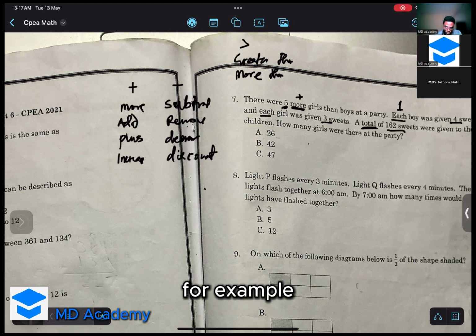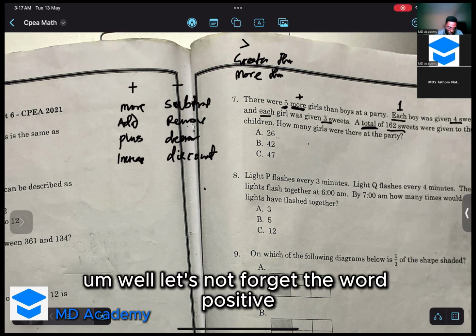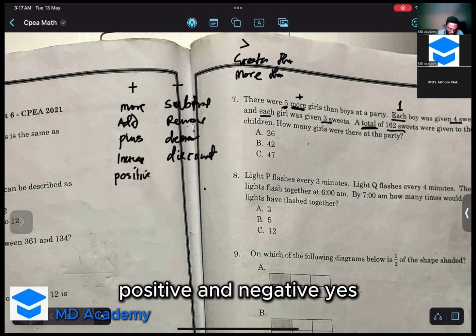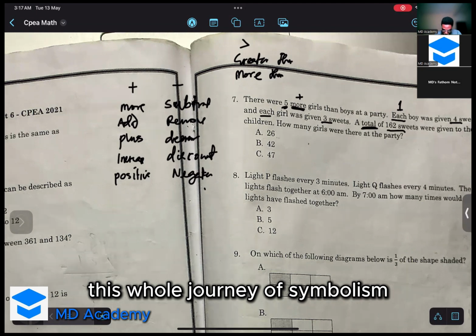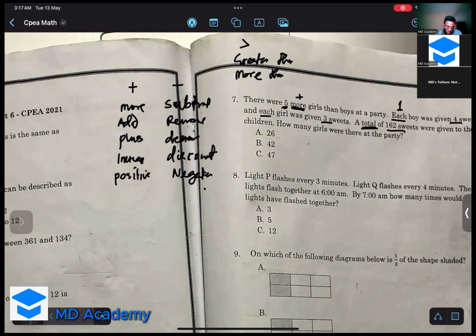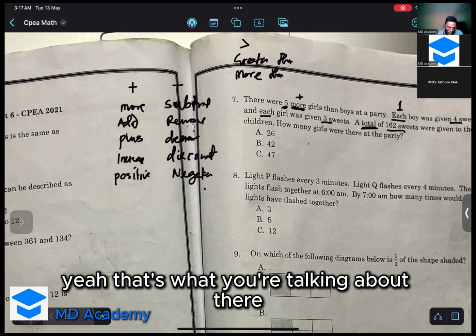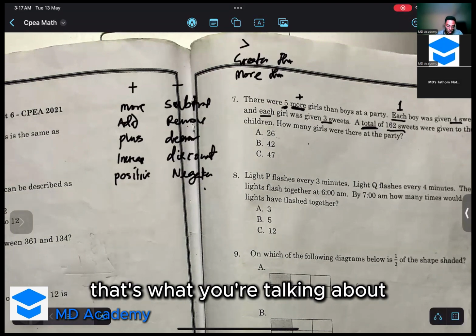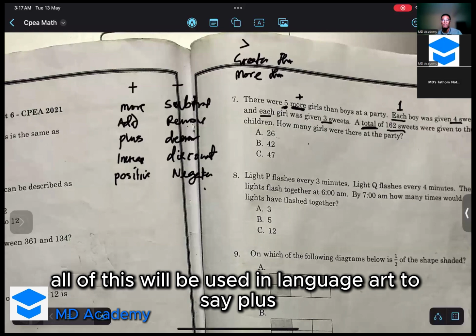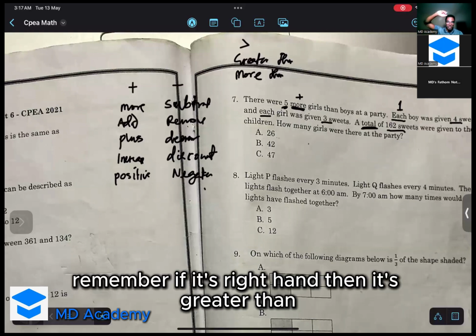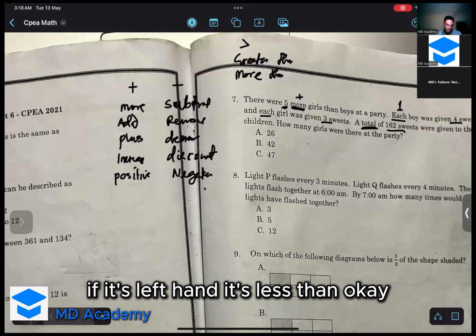For example, let's not forget the word positive. Positive and negative. Yes, this whole journey of symbology. And then you have other words that you can discover on your own as you go. But obviously, if you have words that indicate removal, that's what you're talking about there, and anything that adds, that's what you're talking about. So all of these words will be used in language arts to say plus, or to say minus, or to say greater than. Of course, remember if it's the right hand, then it's greater than. If it's the left hand, it's less than.